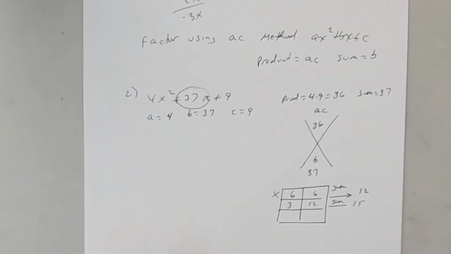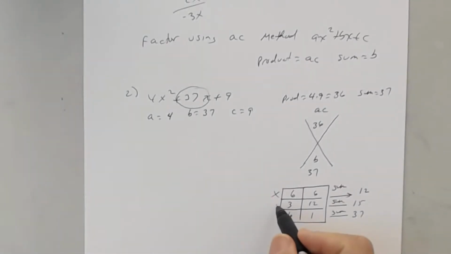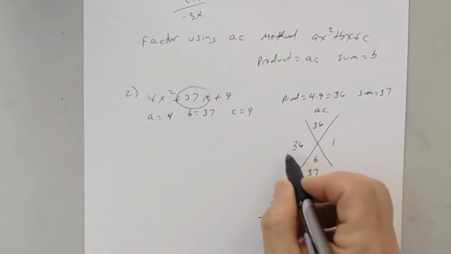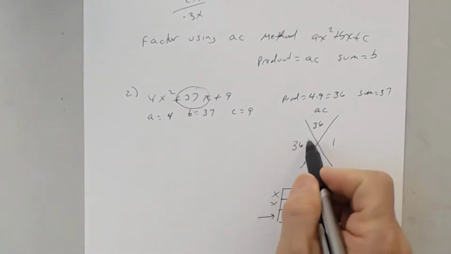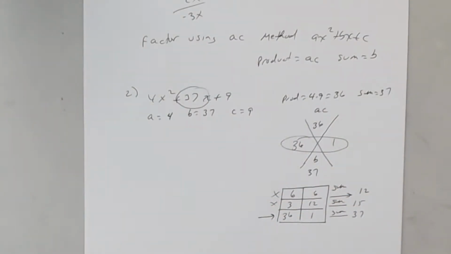So what do you think you're going to try next? 36 and 1. You can put 1 first or 36 first. It does not matter. And when I multiply them, I do get 36. And when I add them up, I do get 37. So of those 3 pairs of numbers, which one am I going to use? 36 and 1. See what I'm doing here? I'm putting the pairs that work. So that means 36 and 1 will work.